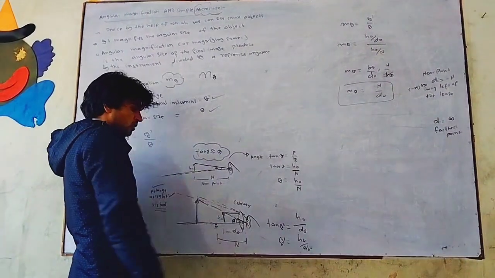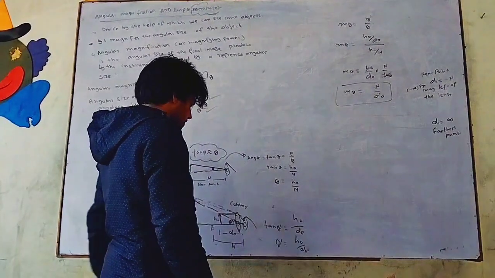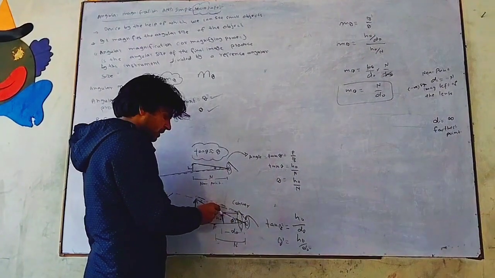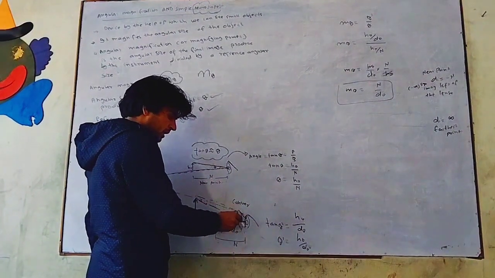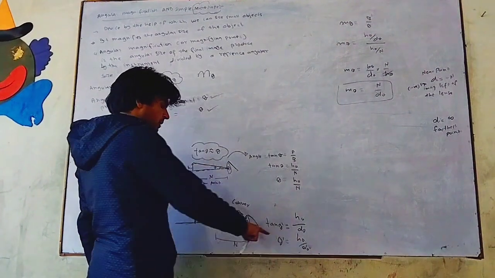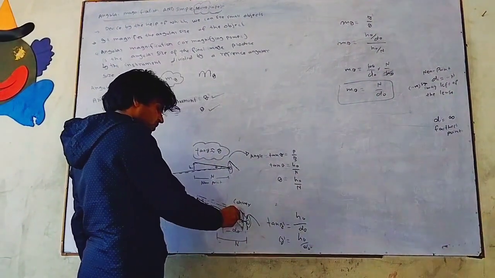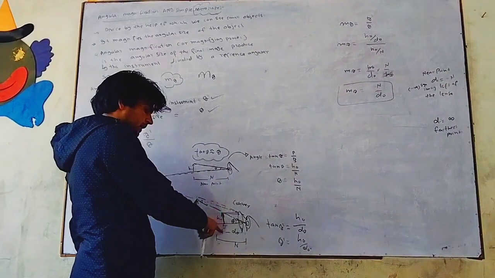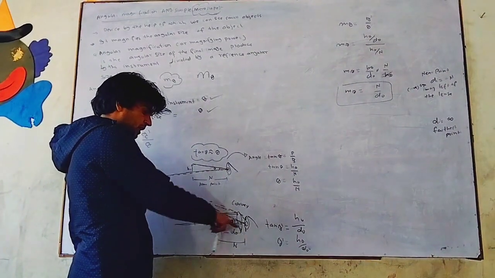This size is not sure. So tan theta is the height of the object divided by the distance of the object. I know that this is the distance of the object. This is the lens, the distance of the object.